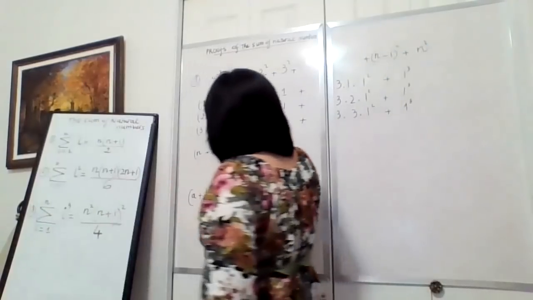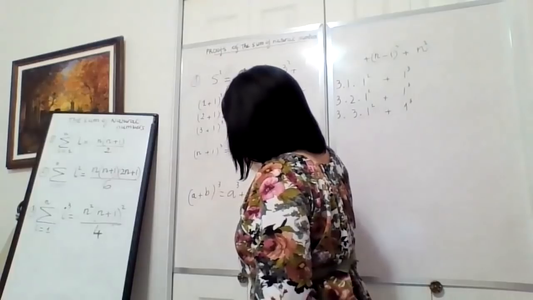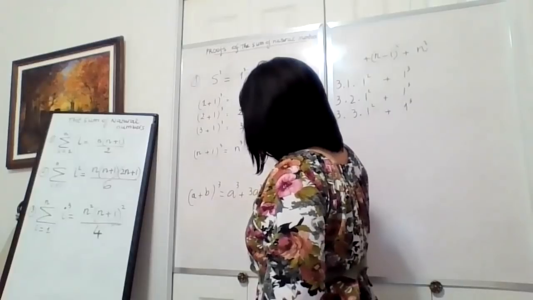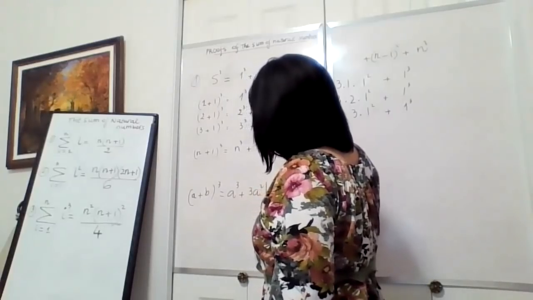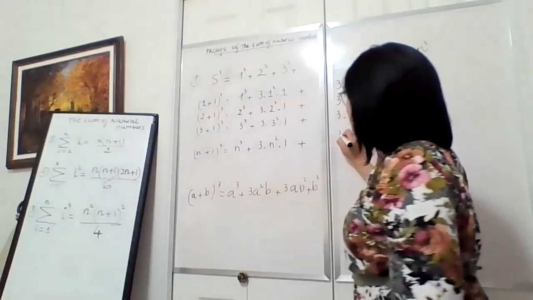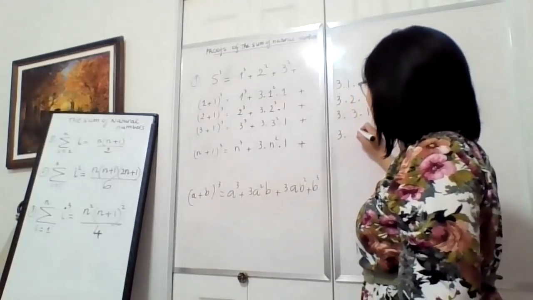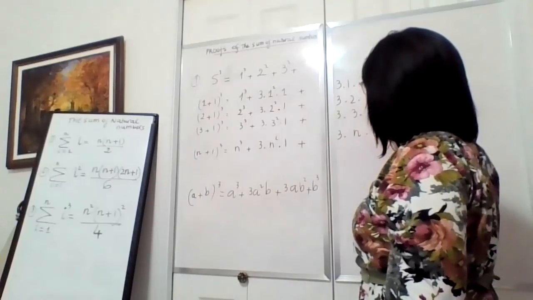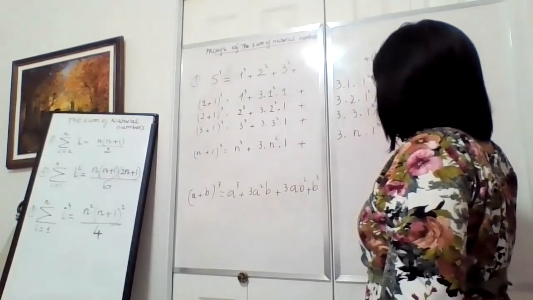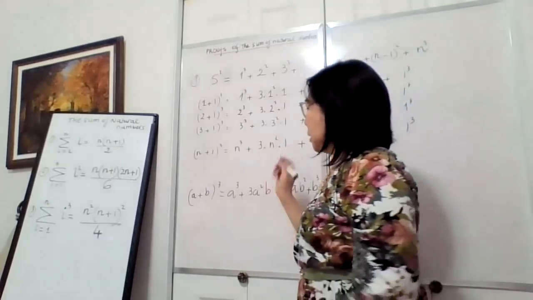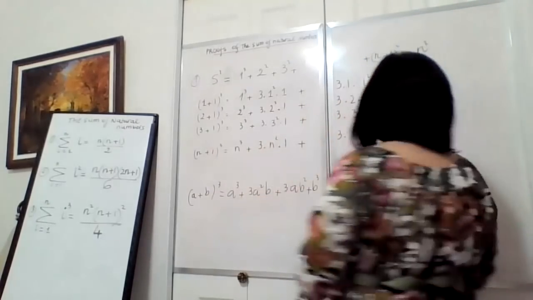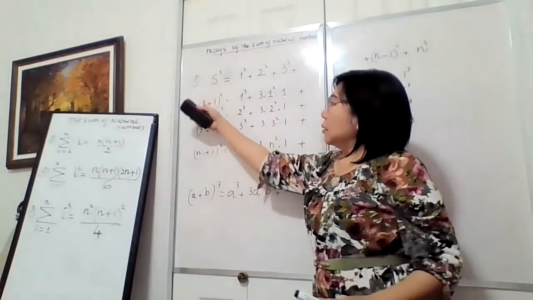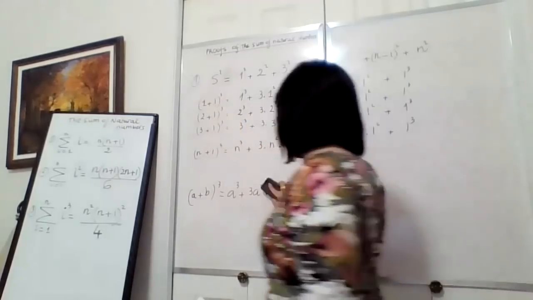Now, the next one will be n to power 3, adding with 3 times n to power square times 1, adding with 3 times n times 1 square, adding with 1 to power 3. And this keeps going, right? So that's how we apply the formula and we expand the binomial bracket.